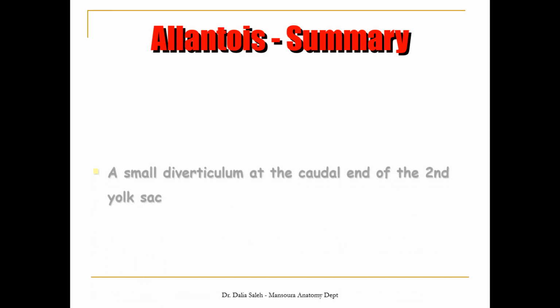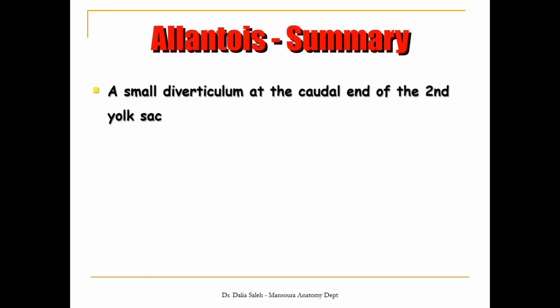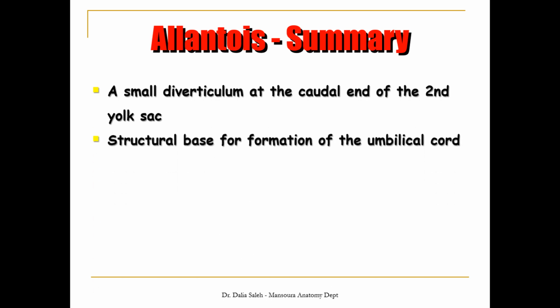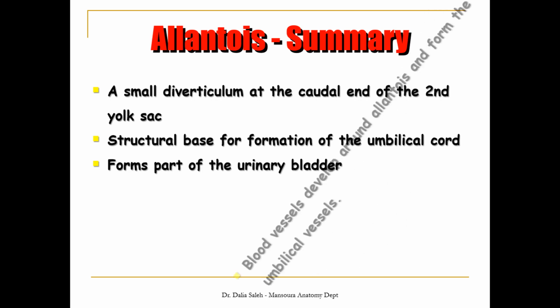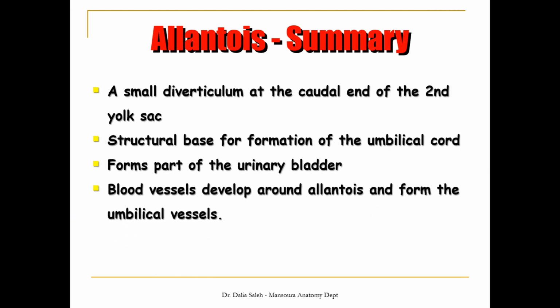So in summary, the allantois is a small diverticulum that extends from the caudal end of the secondary yolk sac into the connecting stalk. It is the structural base for formation of the umbilical cord. It will form a part of the urinary bladder, and the blood vessels that develop around the allantois will later form the umbilical vessels. The second membrane we'll talk about is the chorion.